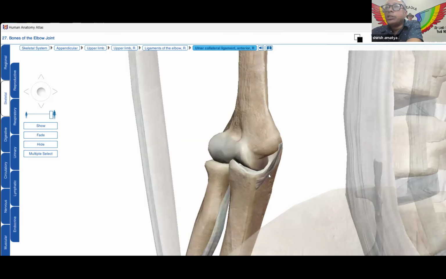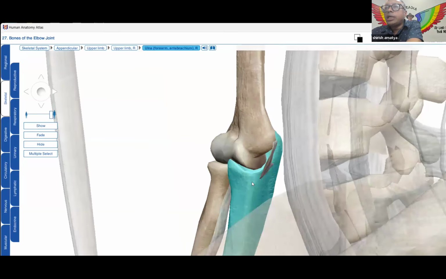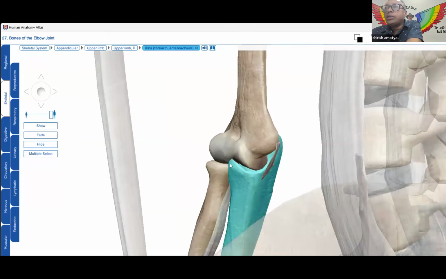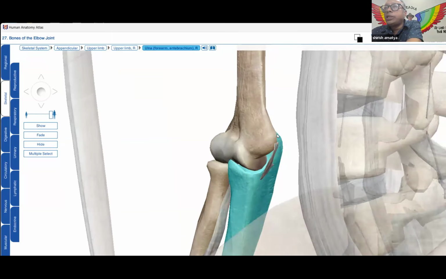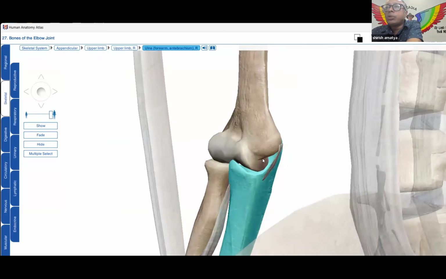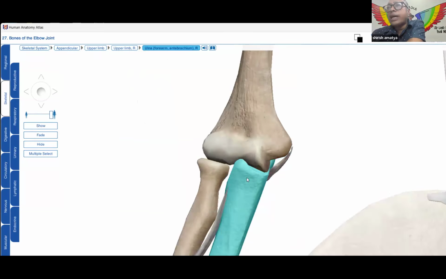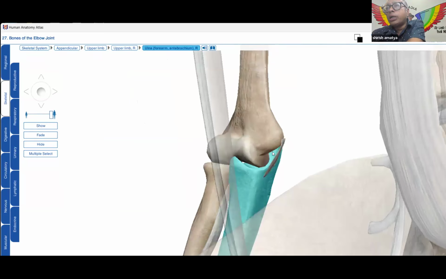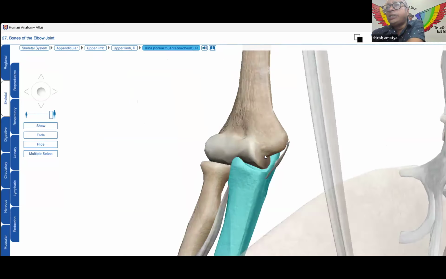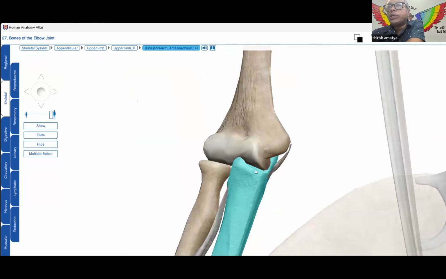This is the ulna bone. As you can see, it has two processes: anteriorly, the coronoid process, and posteriorly, the olecranon process. The olecranon process and the coronoid process form a groove, and it articulates with the distal part of the humerus. In doing so, it forms the hinge type of synovial joint. So this trochlear surface basically forms the hinge type of synovial joint with the distal end of the humerus.